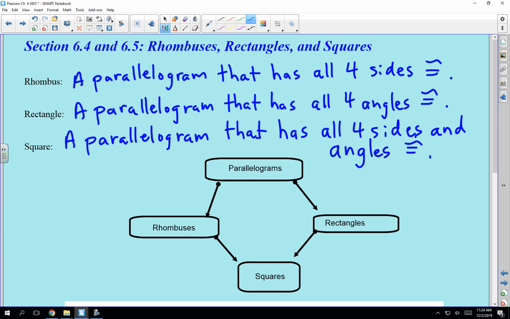So one is all sides equal, the other is all angles equal, and then the one on the bottom is both. Okay?